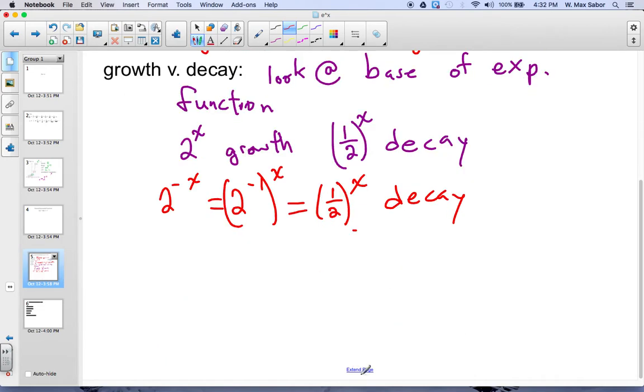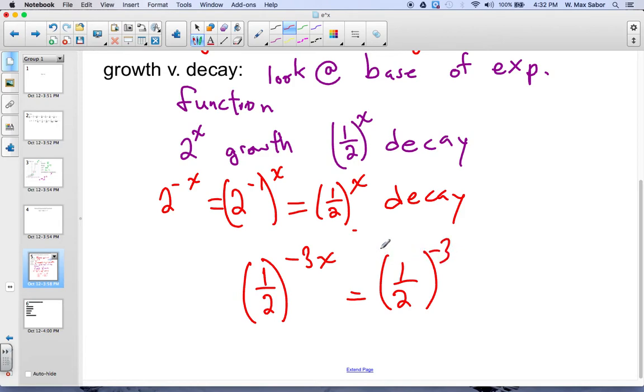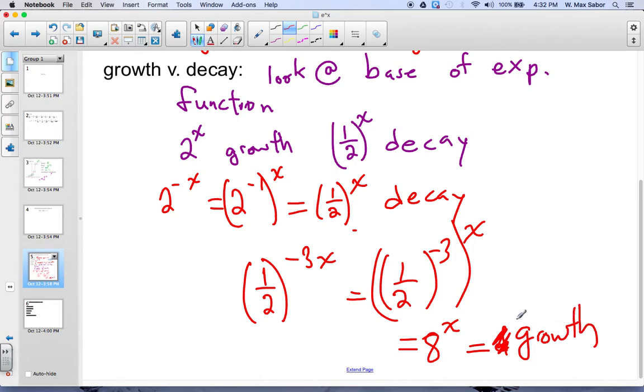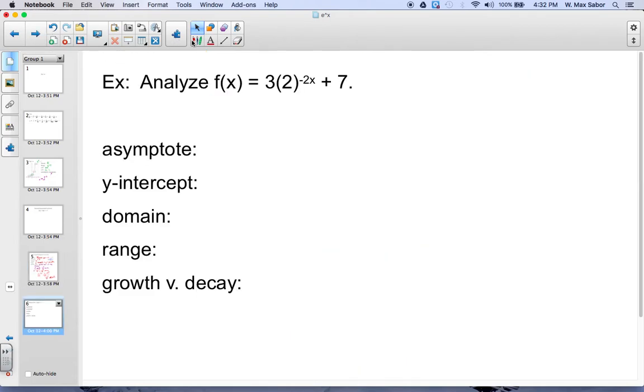And similarly, if we have something that is 1/2 to, say, the negative 3x, this is the same thing as 1/2 to the negative 3rd to the x, which is the same thing as 8 to the x, which is not decay, but growth. So once again, when you simplify it, is the base bigger than 1? If the base is bigger than 1, it's growth. If the base is smaller than 1, you're going to be repeatedly multiplying by smaller and smaller numbers, and that is decay. So let's analyze an actual equation.